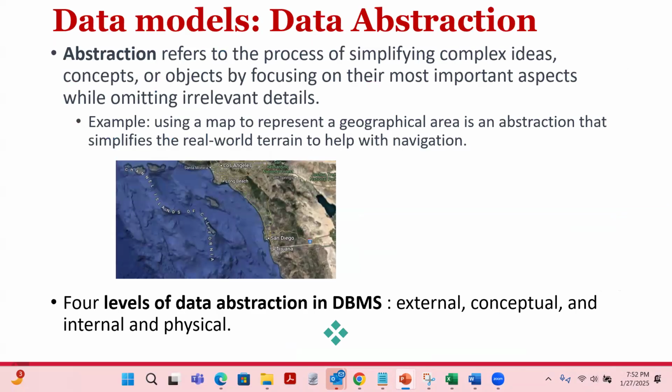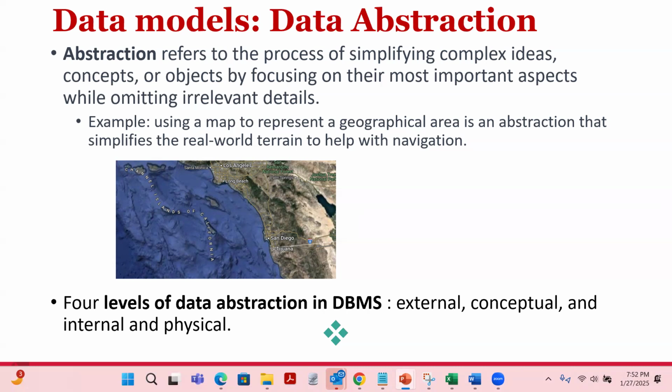Okay, so we talked about data models. We talked about the importance of data models. Now we're going to talk about different types of data models, but we will look at those data model types from a data abstraction point of view. So data abstraction is a very important term.